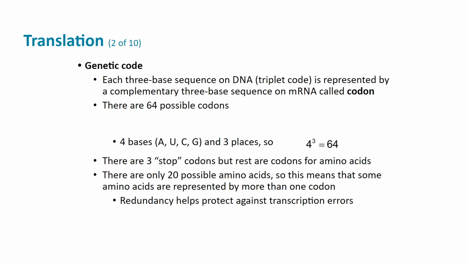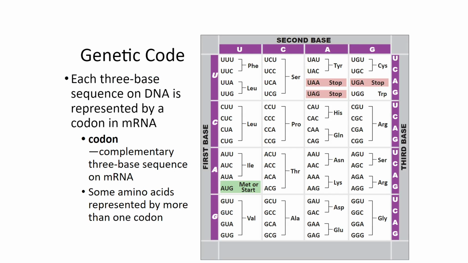There's some redundancy, therefore, to the code. So, for example, some triplets that get turned into codons all code for the same amino acid. So here is a codon chart. Each 3 base sequence on DNA is represented by a codon in mRNA.